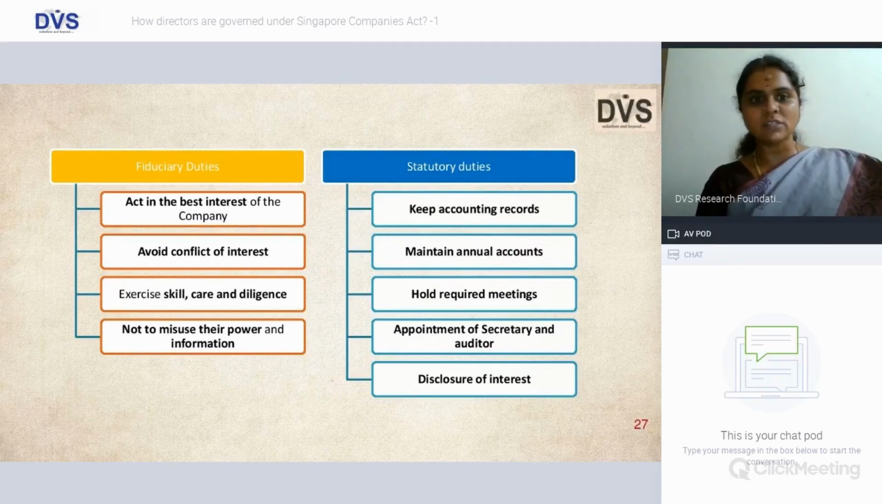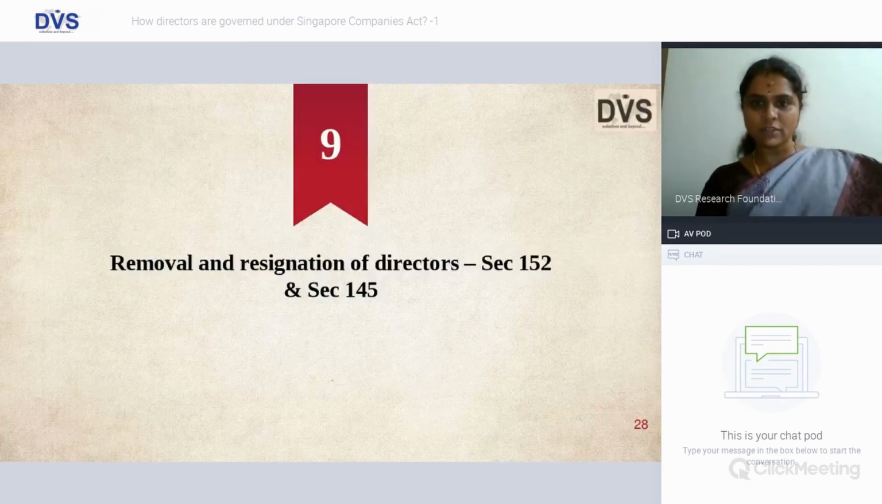Their fiduciary duties are to act, of course, in the best interest of the company and to avoid conflict of interest. So they shall certainly act independently without having any pecuniary interest in the company and exercise skill, care and diligence, not to misuse their power and information, which is very important. Their statutory duties will be to maintain the records, accounts, hold necessary meetings of the company, appoint secretaries and statutory auditors, and disclose their interest.